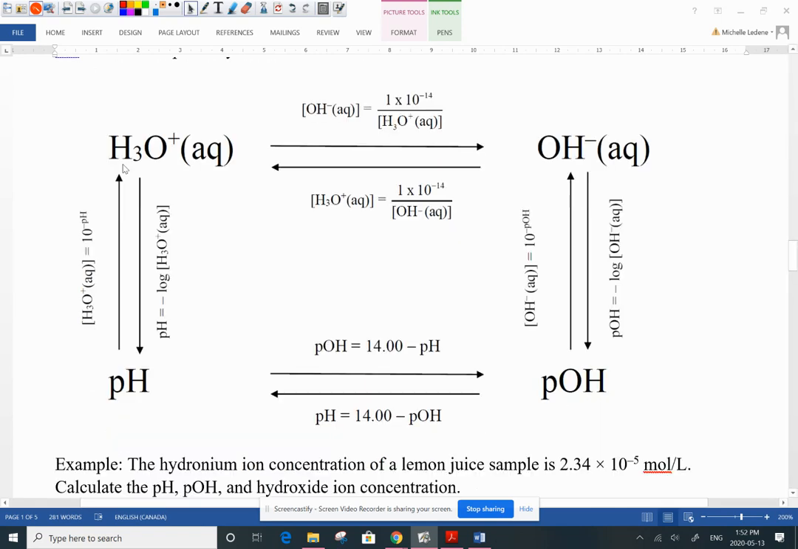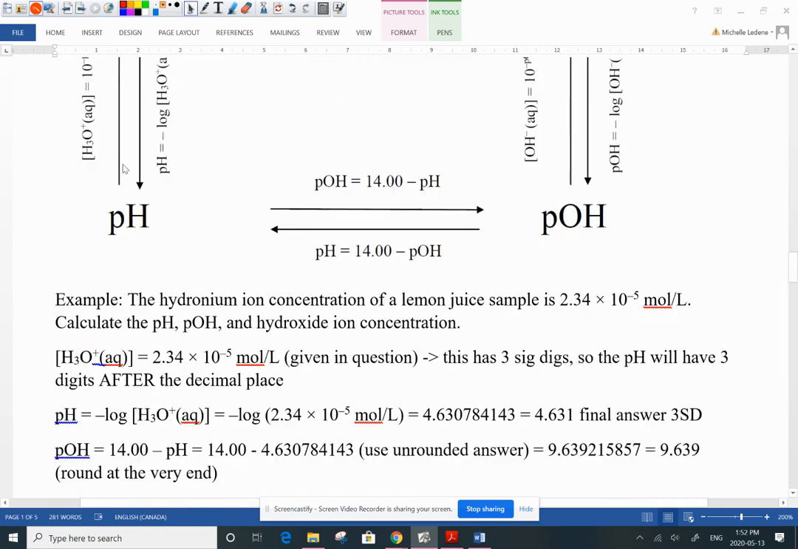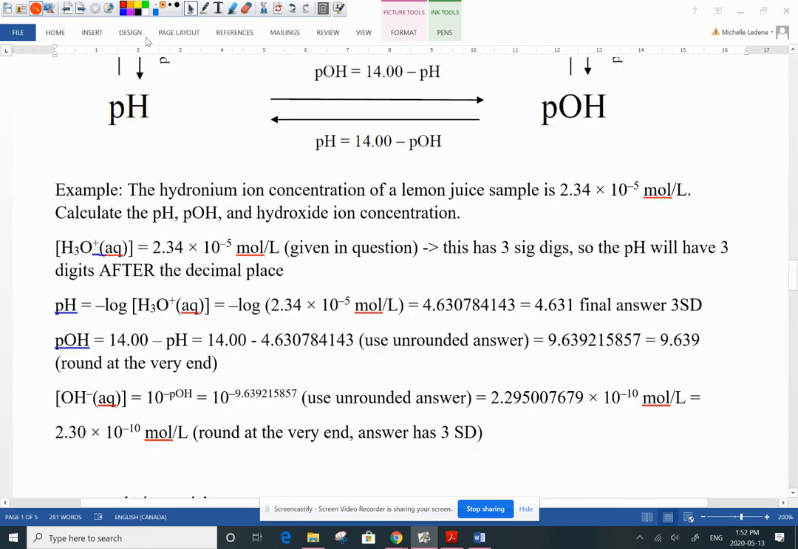You also have it in your notes and your textbook, and it is also listed for you on that extra data sheet. The most important thing is to pay attention to significant digits when you are doing these questions. So here's an example where they're giving me the hydronium ion concentration, and now I have to pay attention to how many sig digs there are in this concentration.